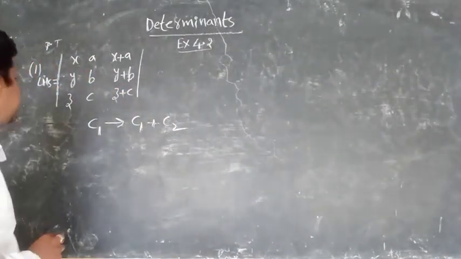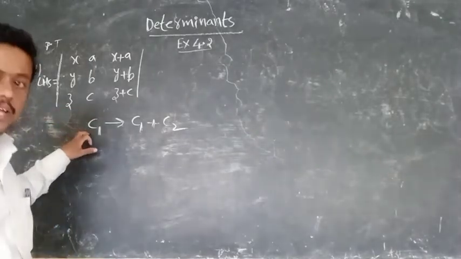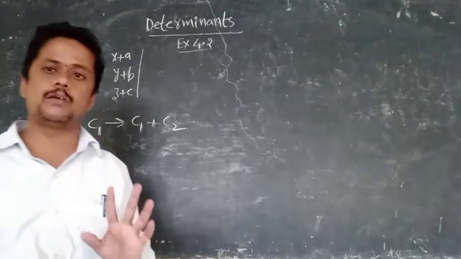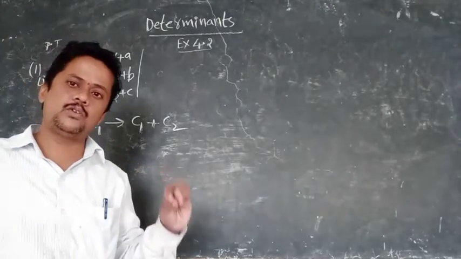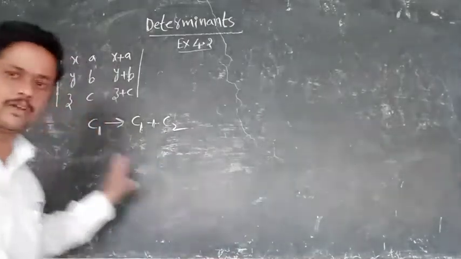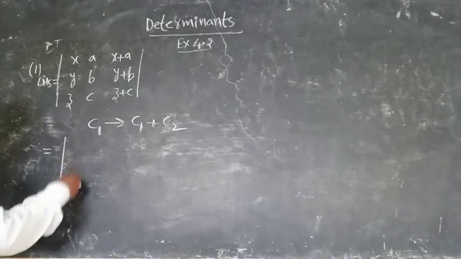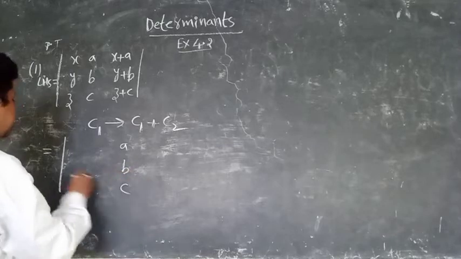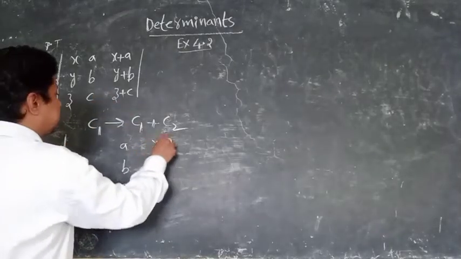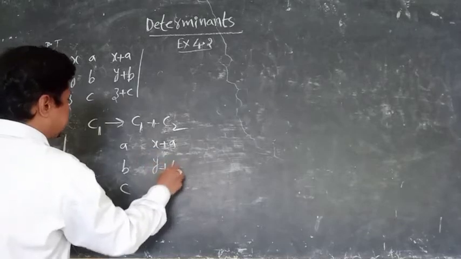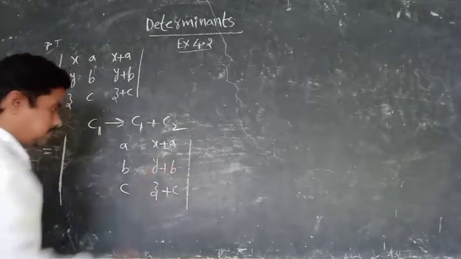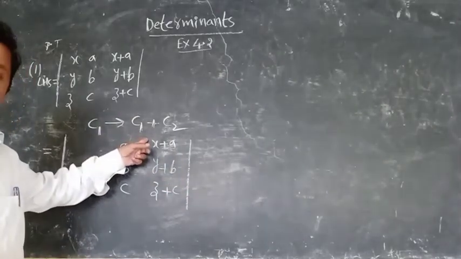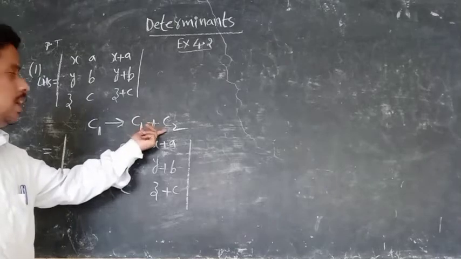You have to fix which column is changing. Here, C1 is changing, so column 2 and column 3 are not changing. That's why first you have to write column 2 and column 3 the same. First write down a, b, c and x plus a, y plus b, z plus c. Write down column 2 and column 3. Column 1 is changing. How is it changing? You have to do this operation.